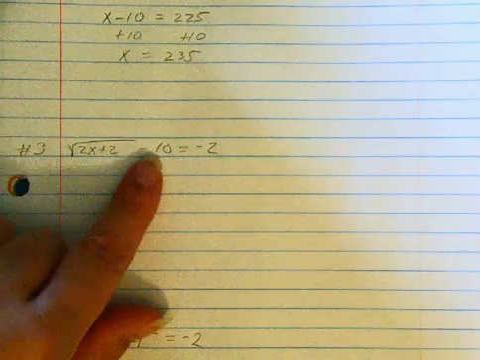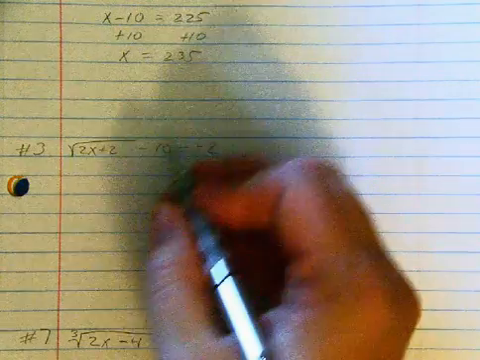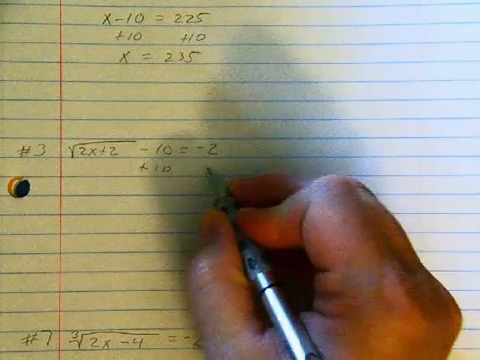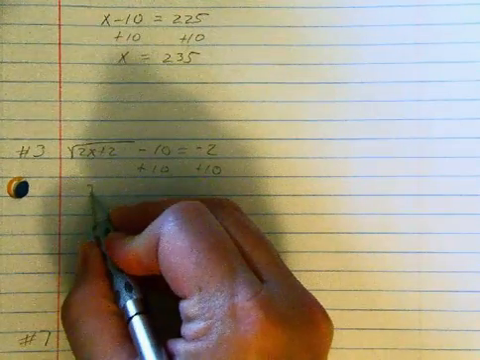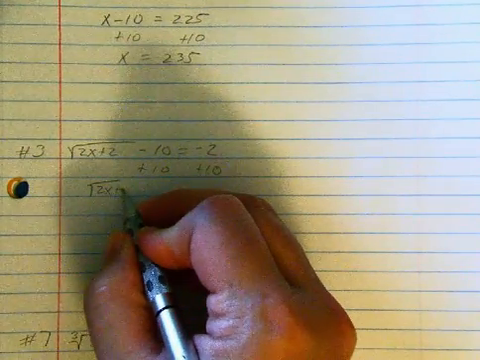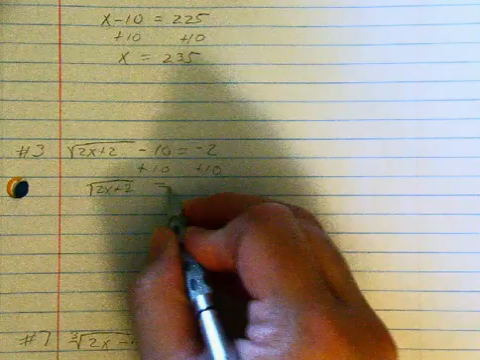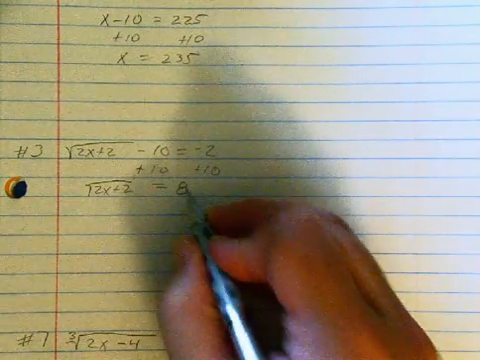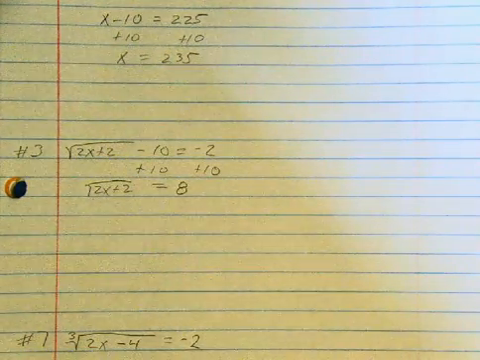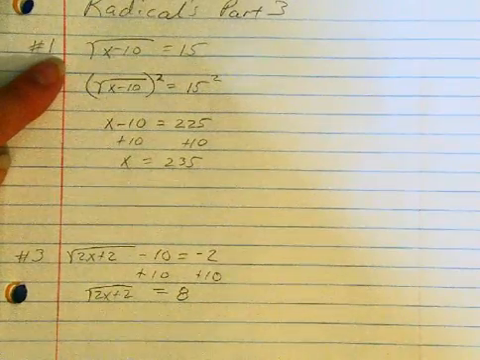We're going to get rid of this 10 first. So we're going to add 10 to both sides. So we're left with the square root of 2x plus 2 equals positive 8. Now we're going to deal with it just like we did the one up here, and we're going to get rid of that radical symbol.